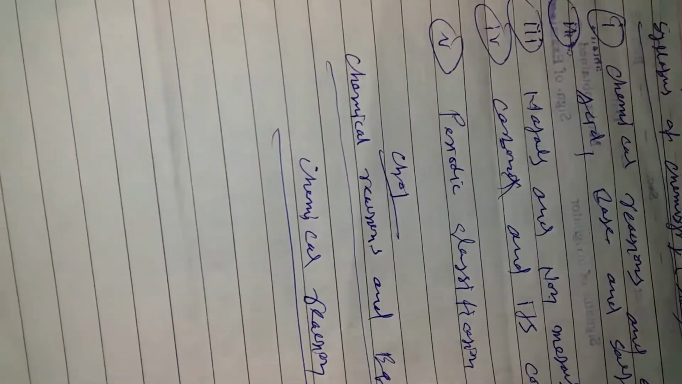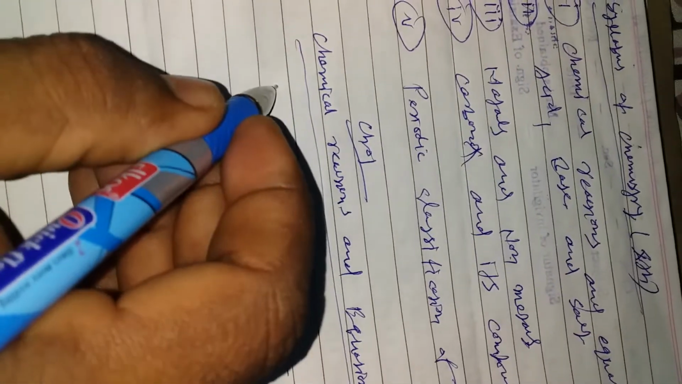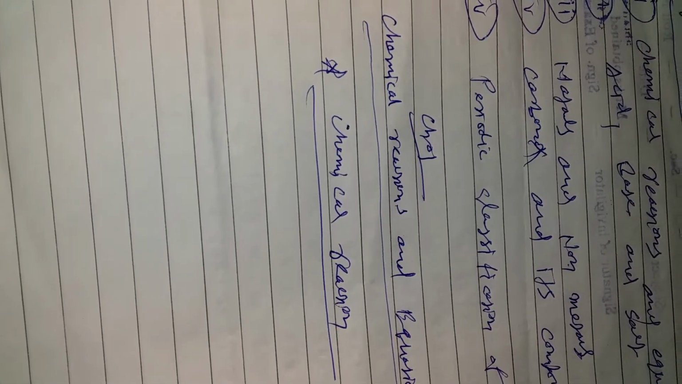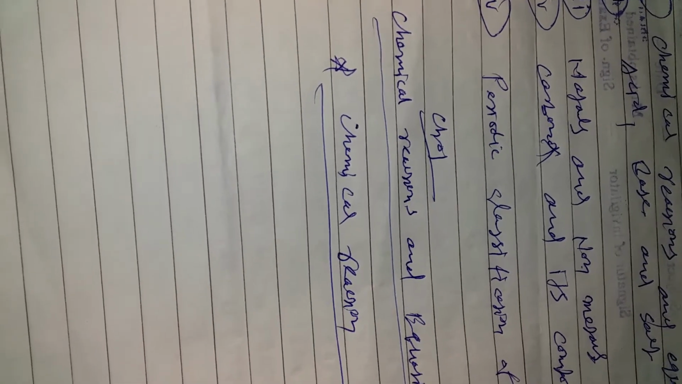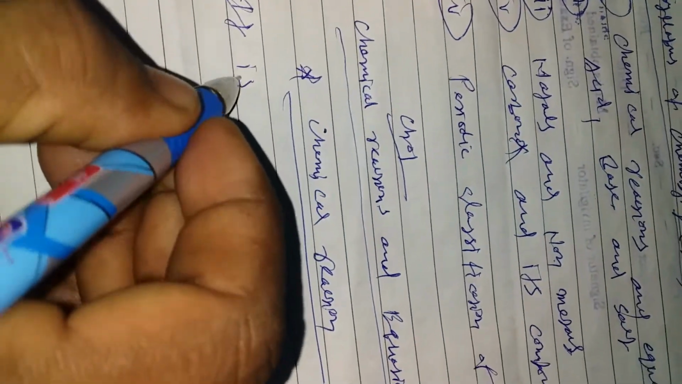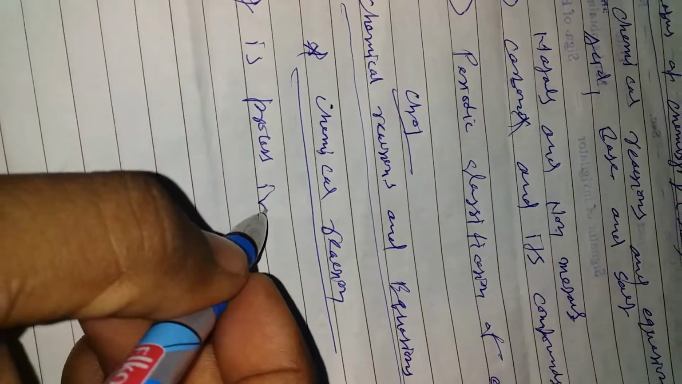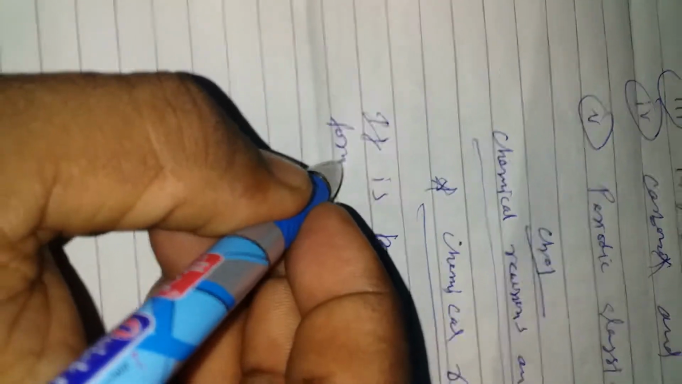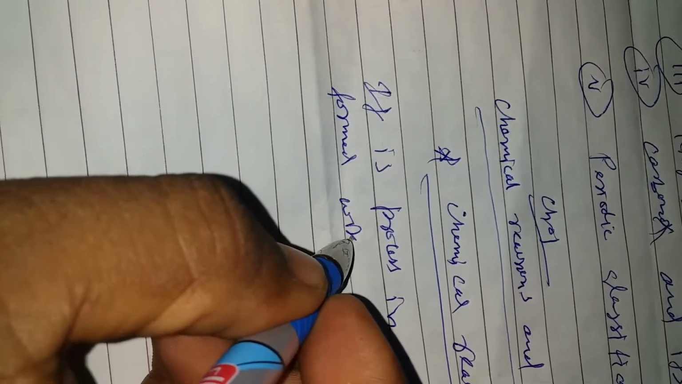First of all, the question is: what is a chemical reaction? A chemical reaction is a process in which a new substance is formed with new properties.